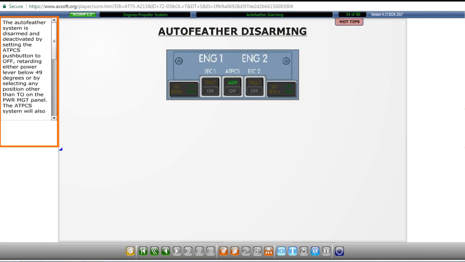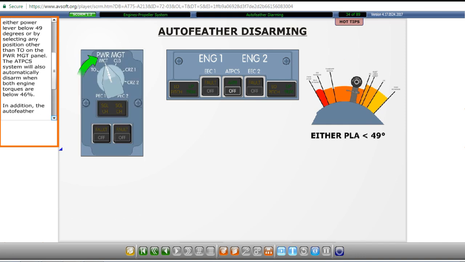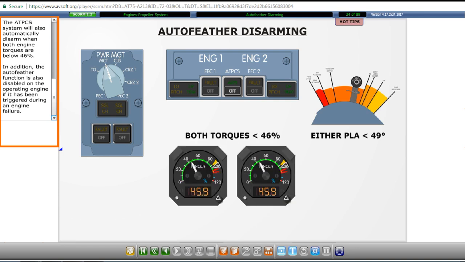The auto feather system is disarmed and deactivated by setting the ATPCS push button to off, retarding either power lever below 49 degrees, or by selecting any position other than takeoff on the power management panel. The ATPCS system will also automatically disarm when both engine torques are below 46%. In addition, the auto feather function is also disabled on the operating engine if it has been triggered during an engine failure.